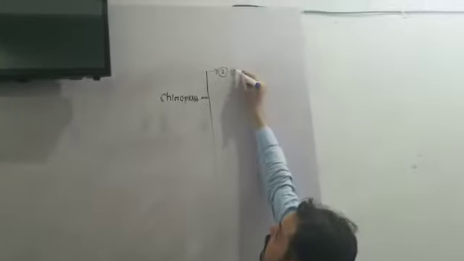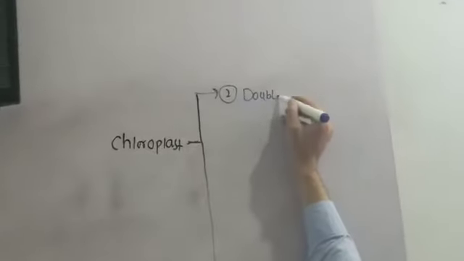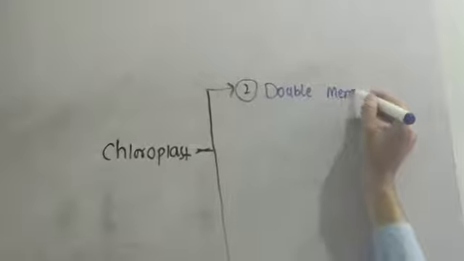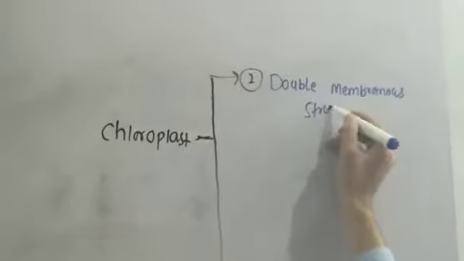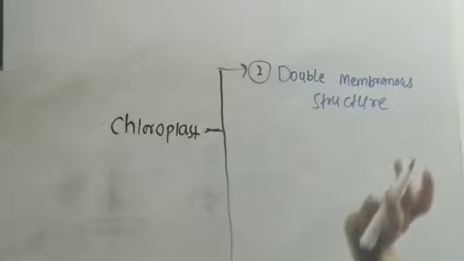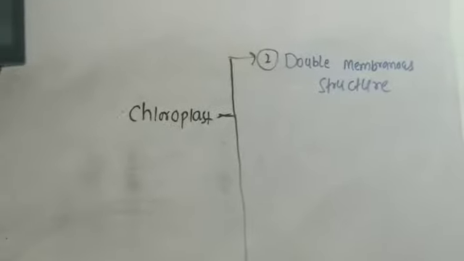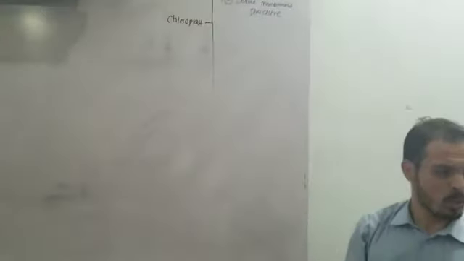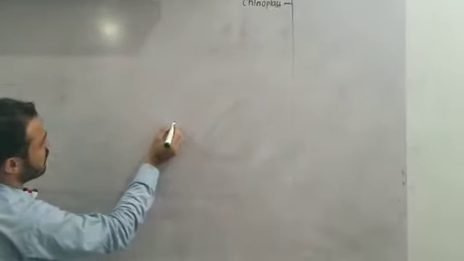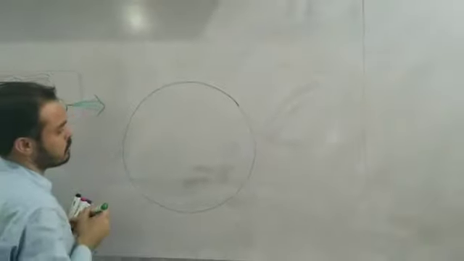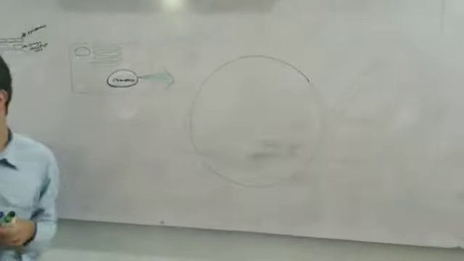Double membranous structure. It means it contains two membranes, outer and inner membrane. So let us look at the diagram of chloroplast, which will contain two membranes, outer and inner membrane.